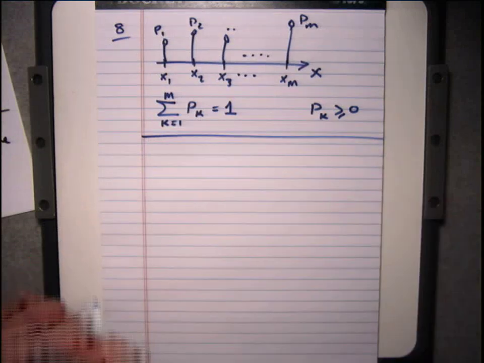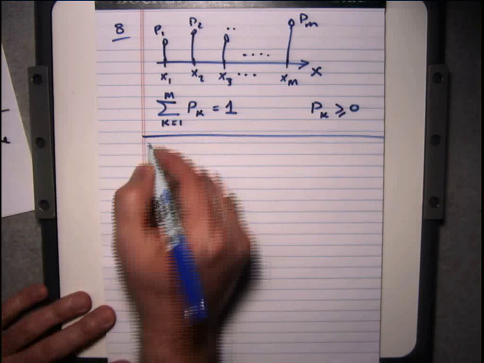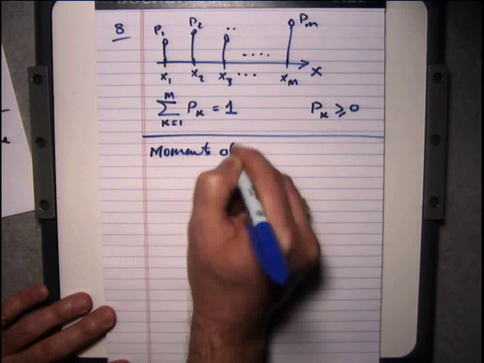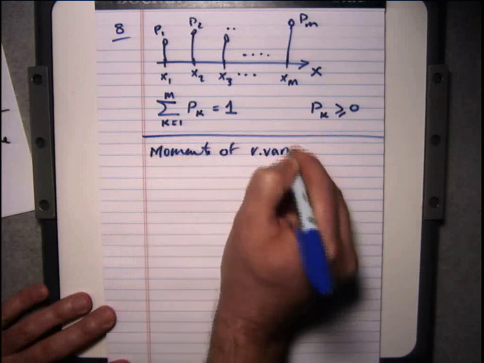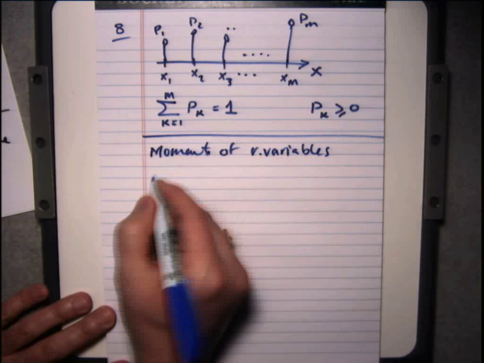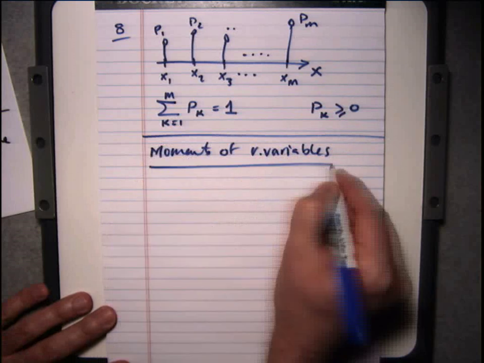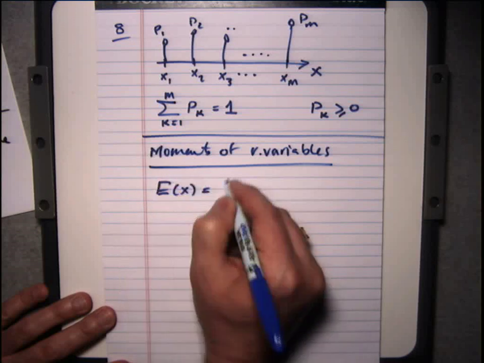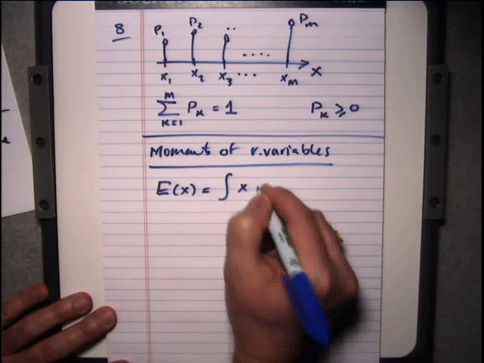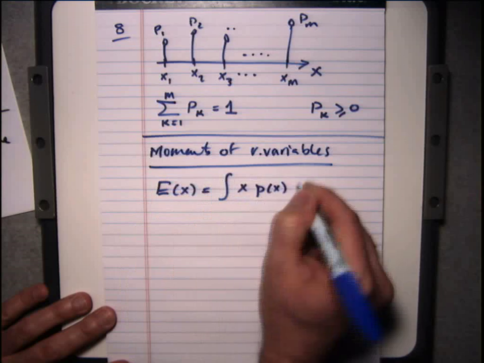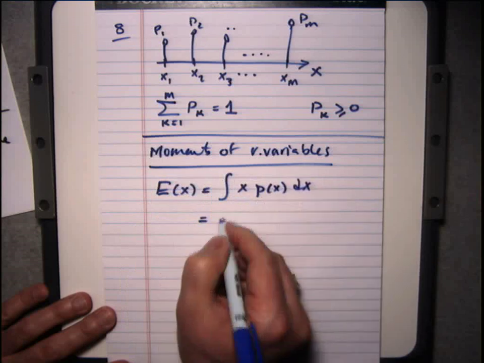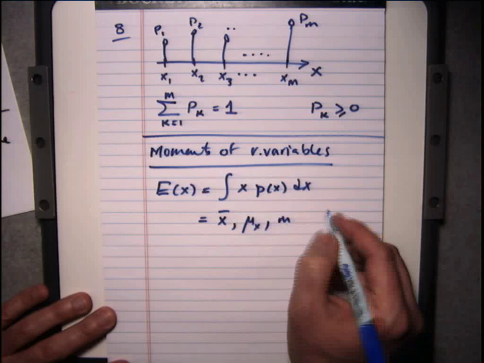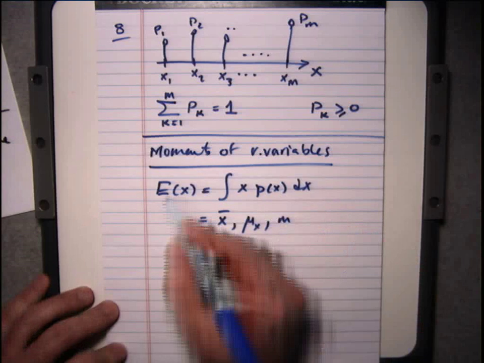Okay, so again, going back to continuous random variables, we have the idea of moments of random variables. The first one is the concept of the expected value, E of x, the integral of x times the PDF p of x dx. The notation for this, we sometimes use x bar, sometimes mu sub x, sometimes m. Whatever you want to call it, this is called the expected value.